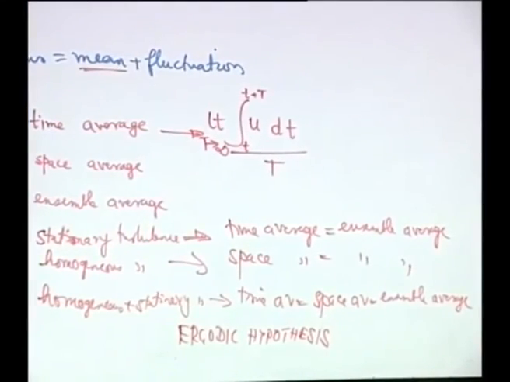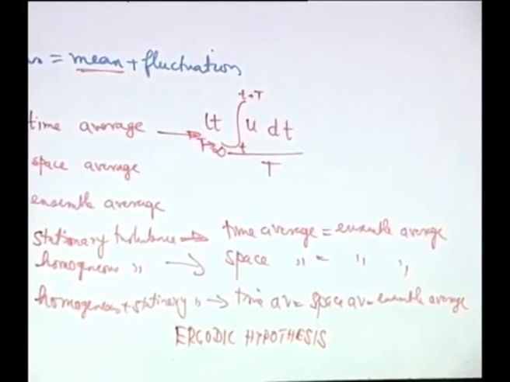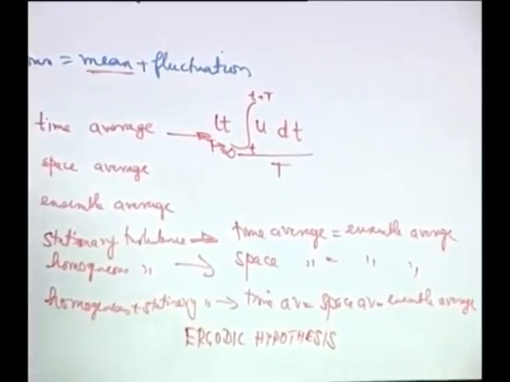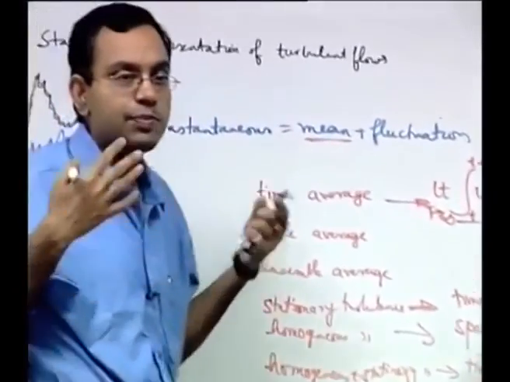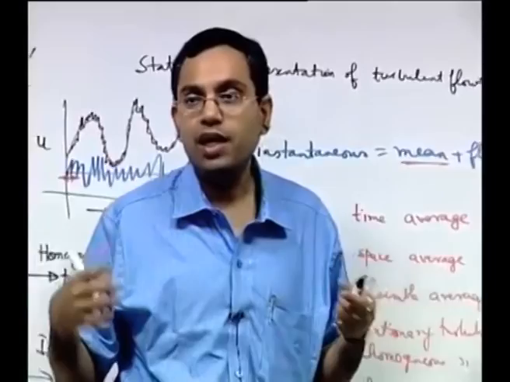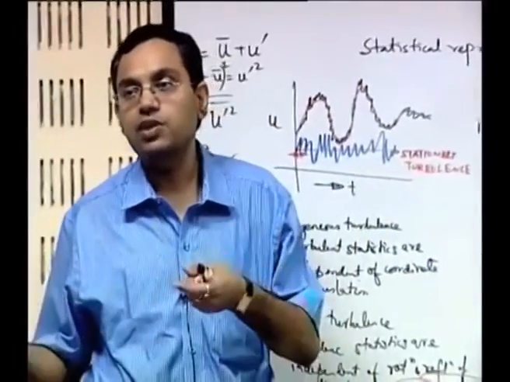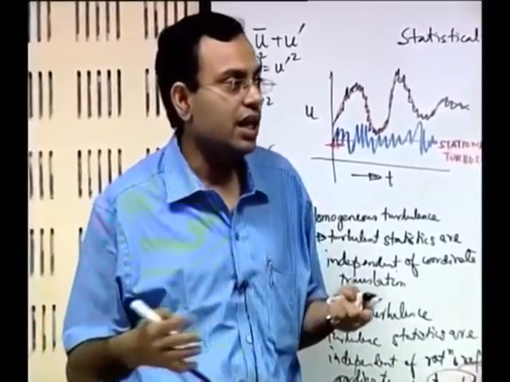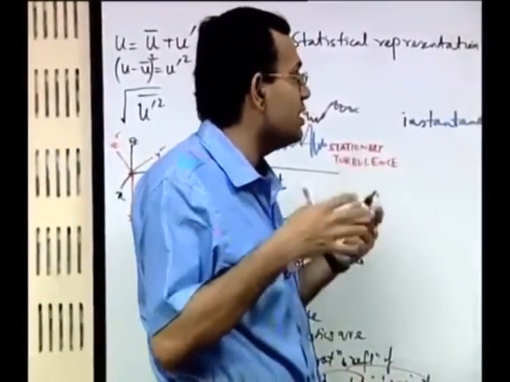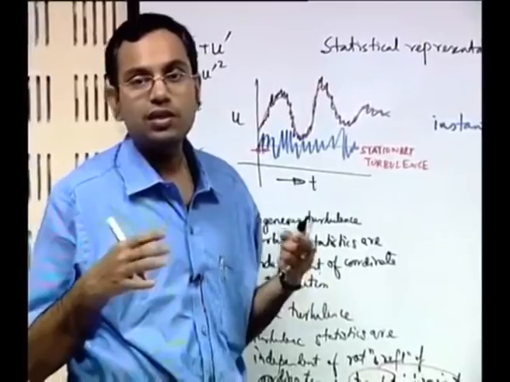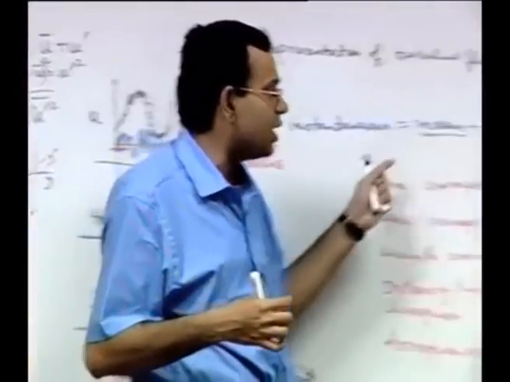From henceforth we will assume that the ergodic hypothesis is valid. When we do averaging, we will assume that we are doing either time average, space average or ensemble average, but if the ergodic hypothesis is valid, one can be replaced by the equivalent of the other. So we will in general call it averaging, but that averaging may be time, space or ensemble.